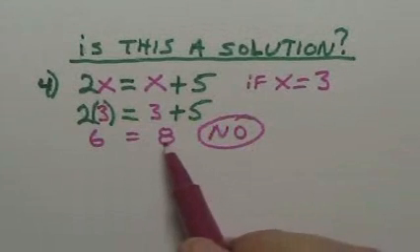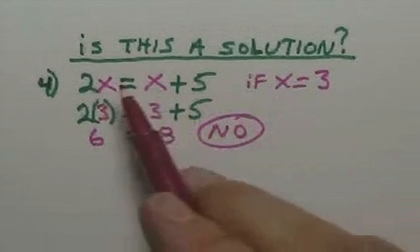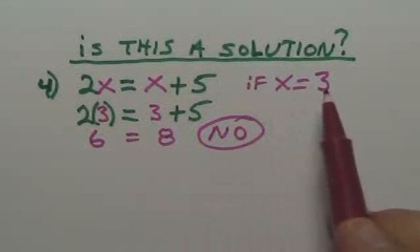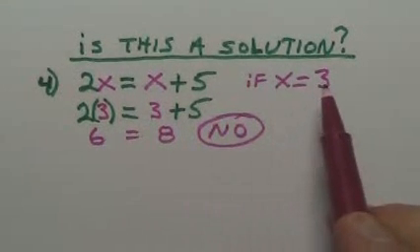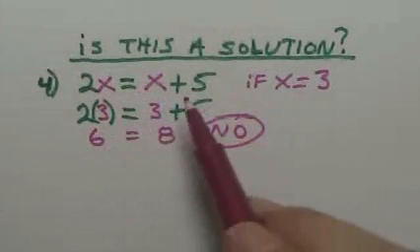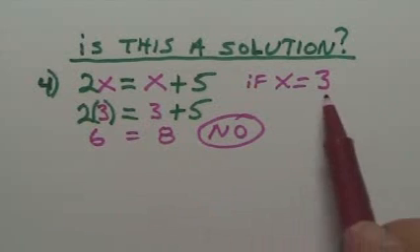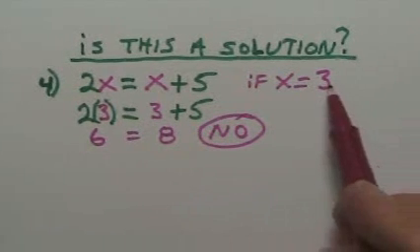Because the left side is different from the right side. If it was the answer, the left side would equal the right side. So we're testing to see if this is the answer. To test it, if it's true, the left side will equal the right side. And it doesn't. The answer is no. That's not the answer. 3 is not the solution.